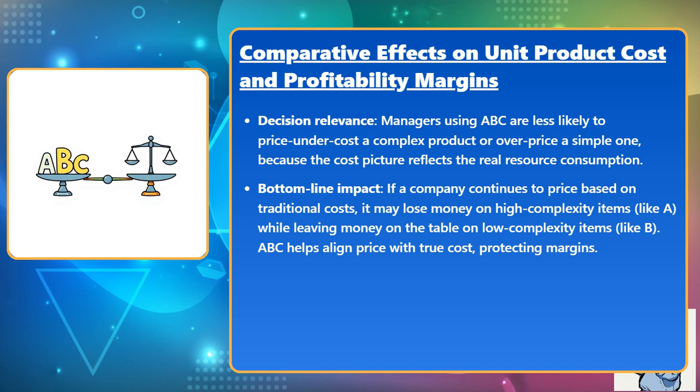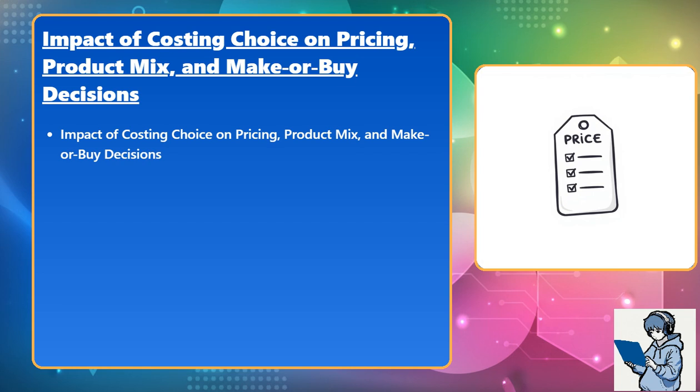Bottom line impact: if a company continues to price based on traditional costs, it may lose money on high-complexity items like A while leaving money on the table on low-complexity items like B. ABC helps align price with true cost, protecting margins. Impact of costing choice on pricing, product mix, and make or buy decisions.